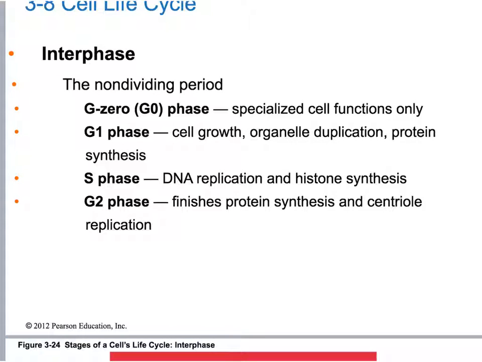Interphase is the non-dividing period. The G0 phase is where the cell carries out its specialized functions only. In the G1 phase, cell growth begins, organelle duplication begins, and protein synthesis begins. In the S phase, that's the stage where the DNA replication takes place. And then the G2 phase finishes protein synthesis and centriole replication.